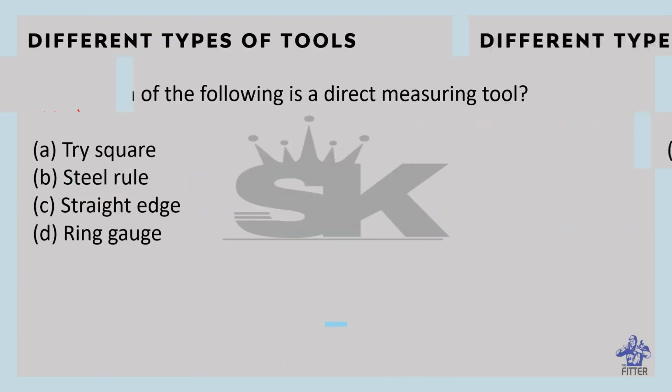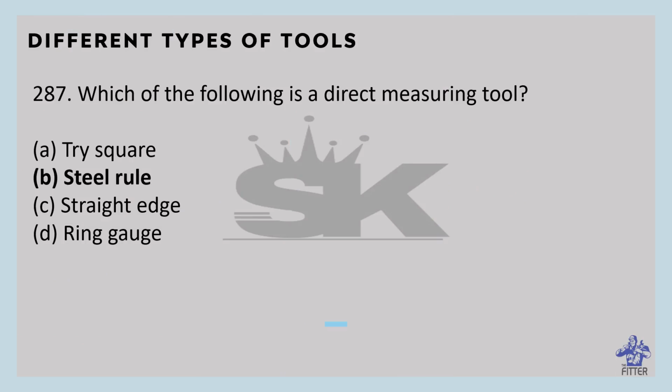Which of the following is a direct measuring tool? That is steel rule. A steel rule is a direct measuring tool. Tri-square, straight edge, ring gauges are indirect measuring tools.